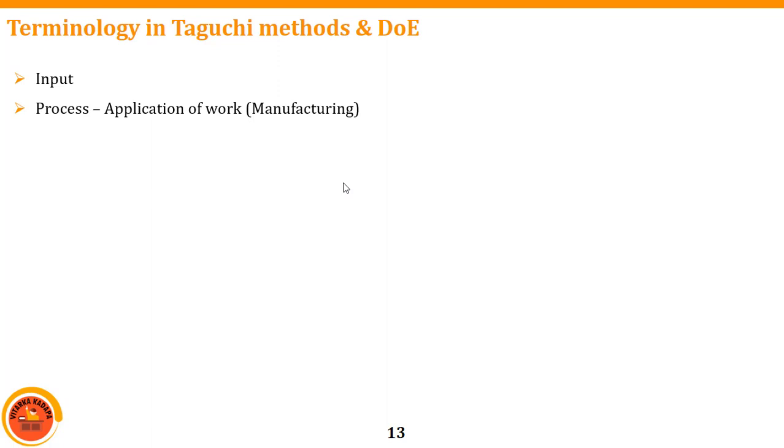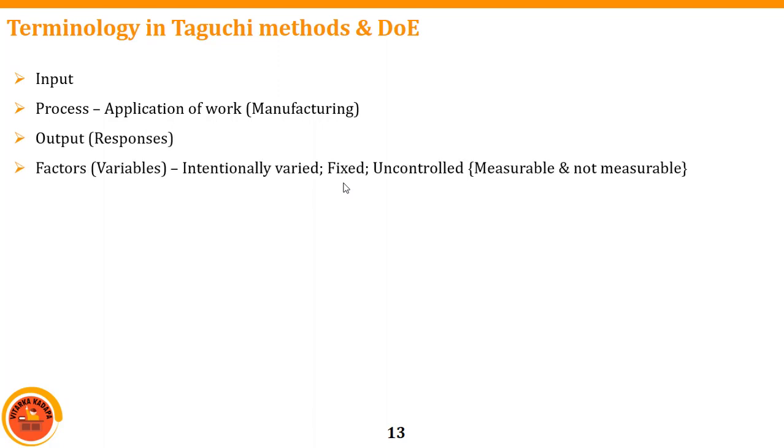Process means the application of any work, whether it may be manufacturing or combustion of an engine, anything. Output means the responses which we are talking about. These three are general.